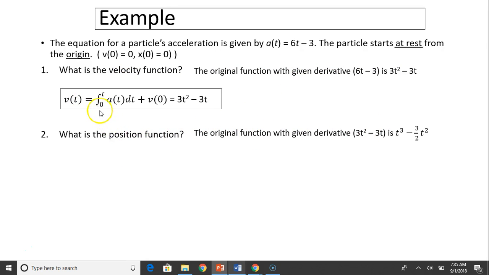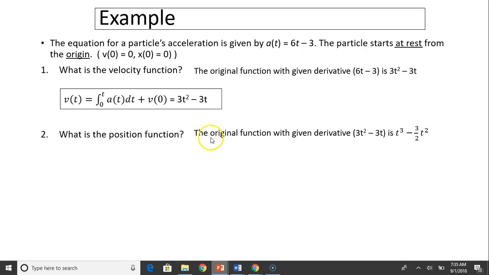So v(t) is the integral of a(t) dt plus v at 0. v at 0 is 0. So we just have to find the original function for a(t), which is 3t squared minus 3t. That is your velocity. So the next question is, what is the position function?